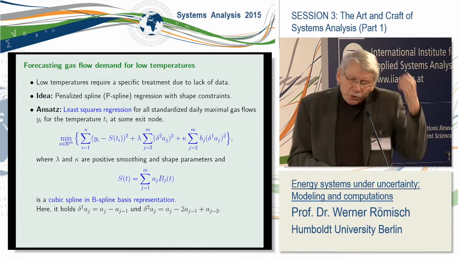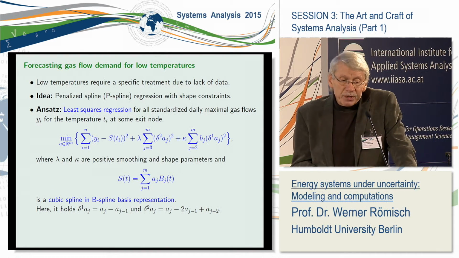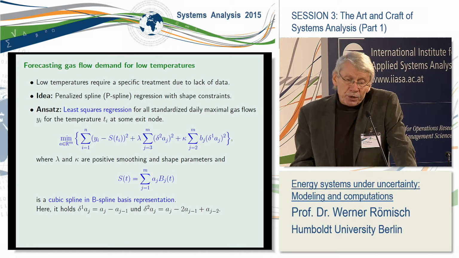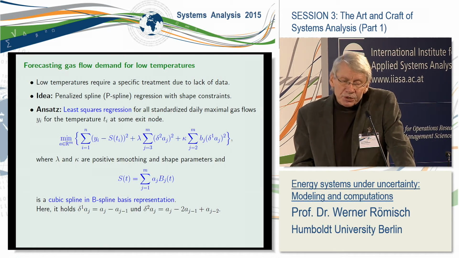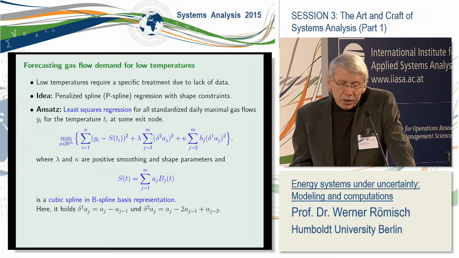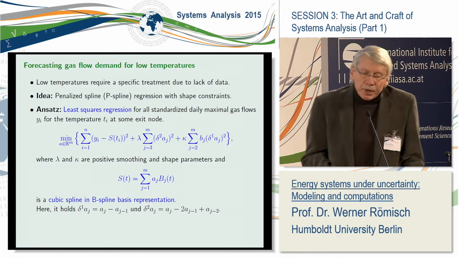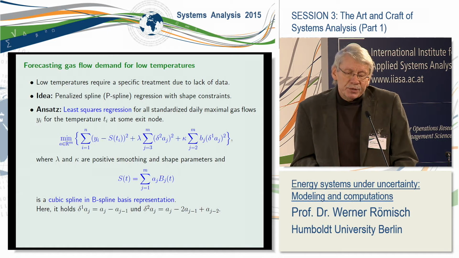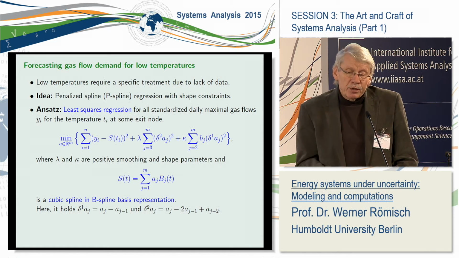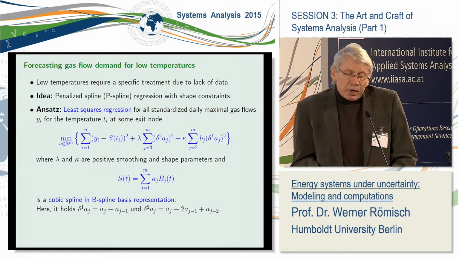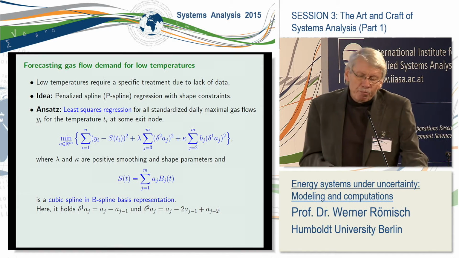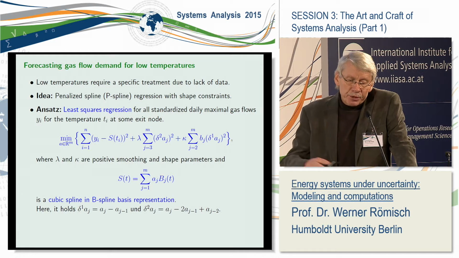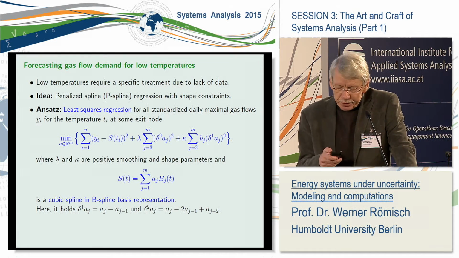Low temperatures. For low temperatures, we typically have a lack of data. What to do? The idea is to look at the whole point set and to introduce a regression based on penalized splines satisfying certain shape constraints. So what we did is a least squares regression based on cubic splines in a B-spline basis representation, and we optimized the coefficients of the B-splines. The other two parts take care of certain shape, so they are smoothing and took care of certain behavior of the splines at the end of the time horizon, for example.